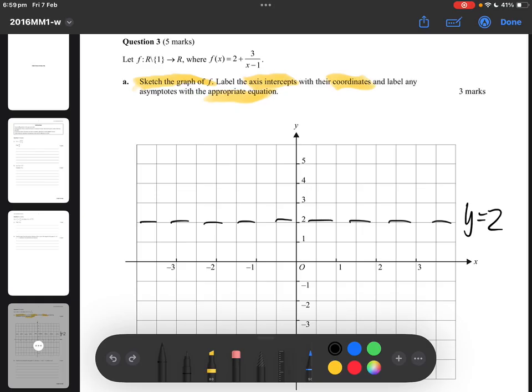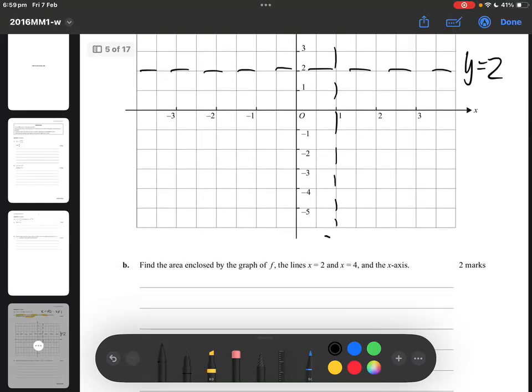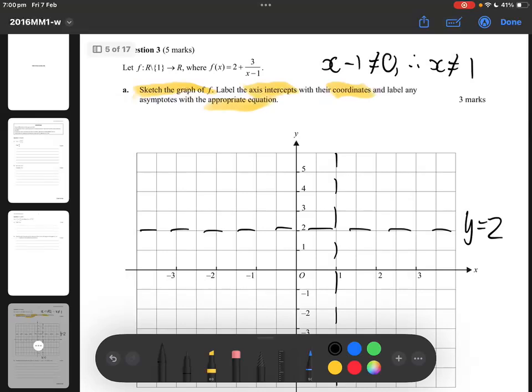Essentially, because if the denominator equals 0, this graph will be undefined, we have to go x minus 1 is not equal to 0. And after some very basic transposition, we realize that x cannot equal 1. So we're going to put this asymptote in here, and that will award us our first mark for labeling our first two asymptotes. Now, what we have to do is we need the shape.